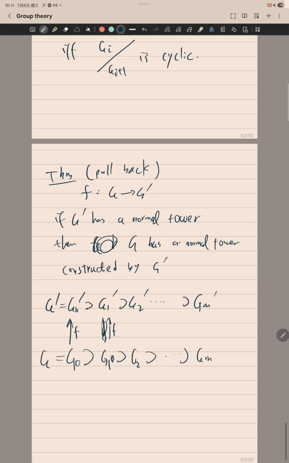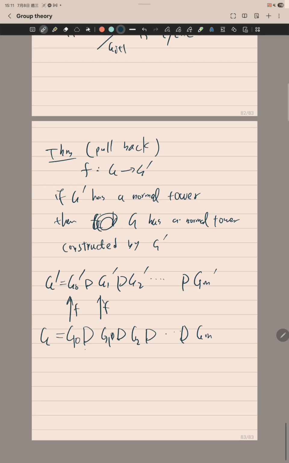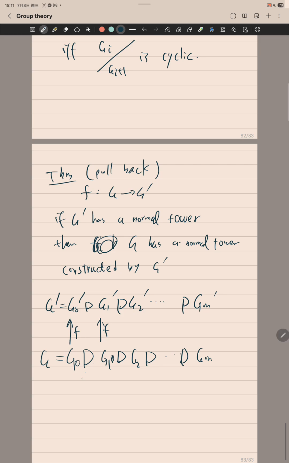So let's say I have f. Each f pre-image is normal, so these are all normal. So that's done, because everything is normal. You can prove it by yourself, but actually it is just the previous result: if this guy is normal, then this guy is normal, and so on. It is exactly the same proof. So the pre-image is normal.